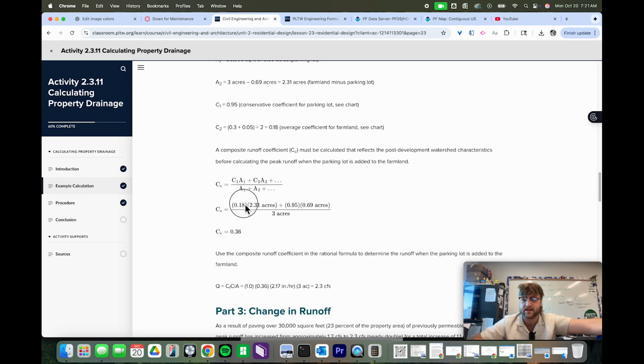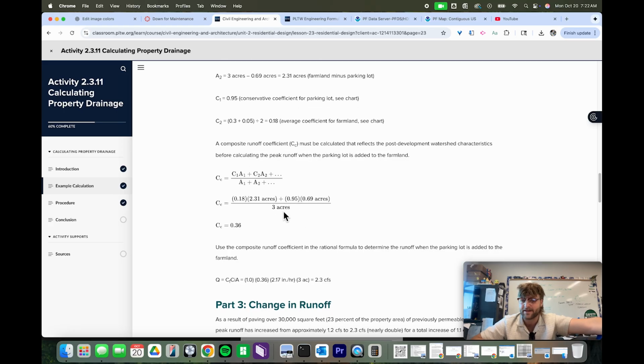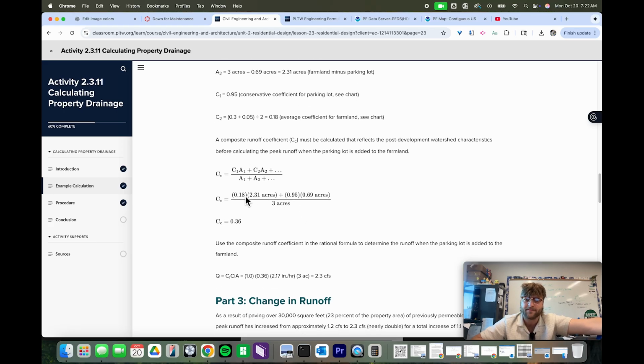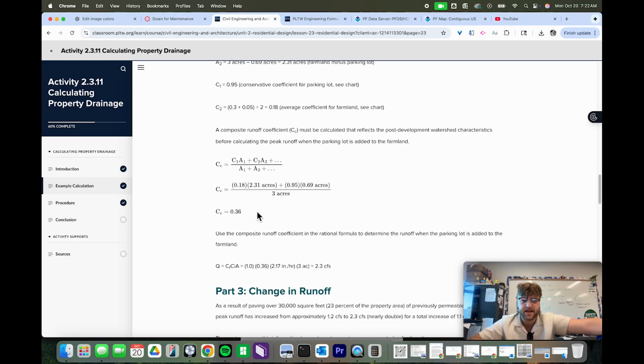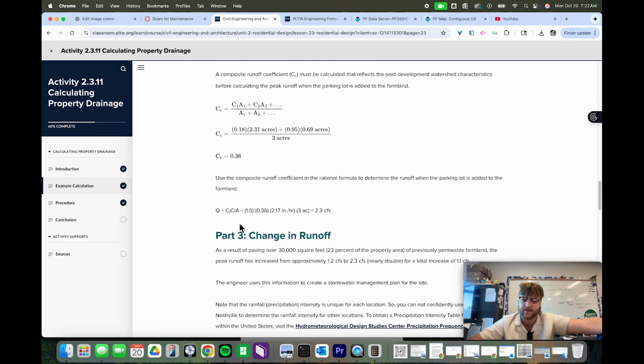We can take the C value for our farmland, multiply that by the acres of the farmland, plus 0.95 times the 0.69 acres of the parking lot, right? This is the C value for the parking lot. Then what we do is we just divide that by the total acres. And so this takes into consideration, as we said, basically an average of the C value of our whole lot, taking into consideration how much area each of those materials take up. So we end up with 0.36. And then just as they showed us here, you can end up calculating Q here.